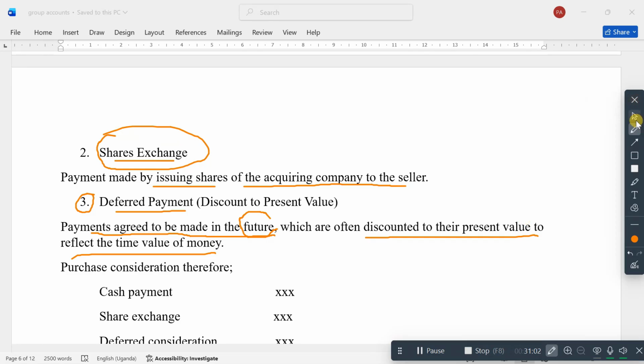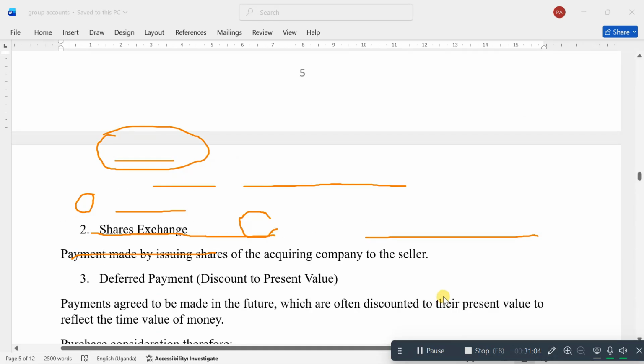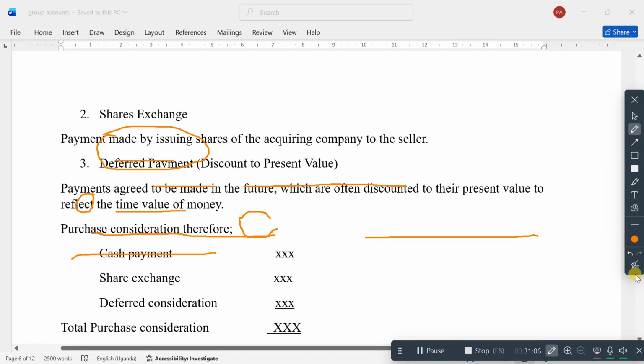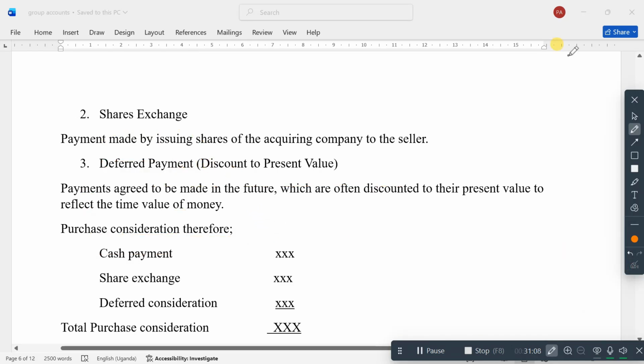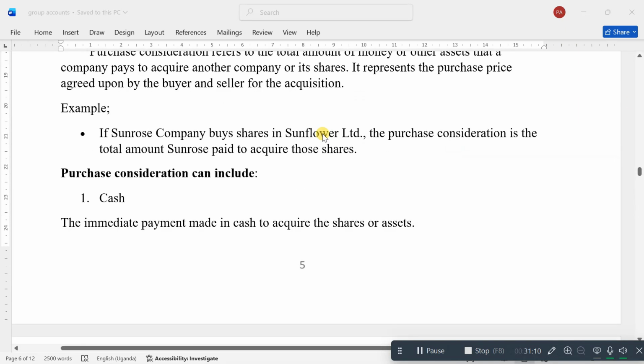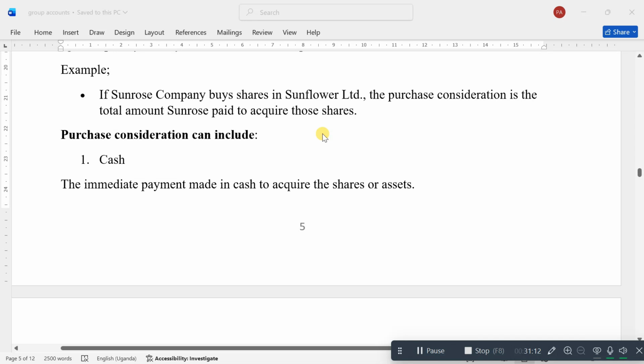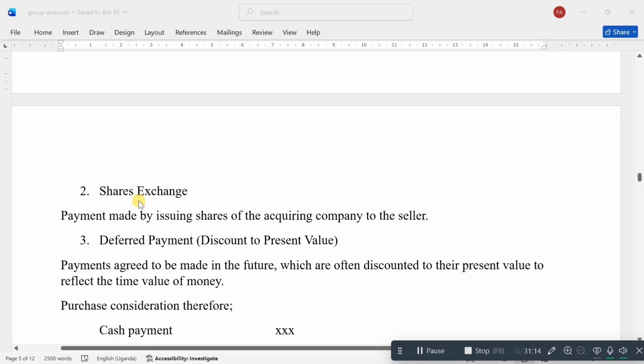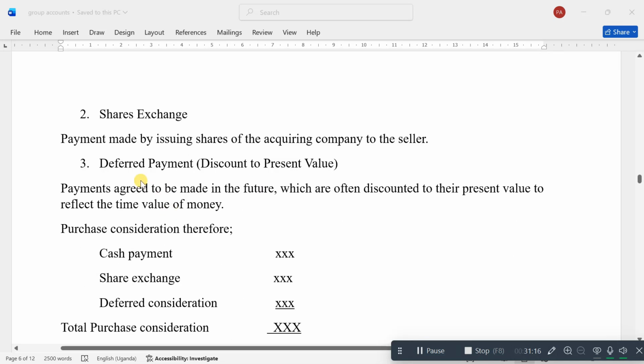So what I'm trying to show you here is that the purchase consideration may not mean only cash. It may have cash as number one. It may have share exchange. It may have deferred payment. It can have different forms. You need to read the question given to you so that you are able to identify which type of consideration is given.